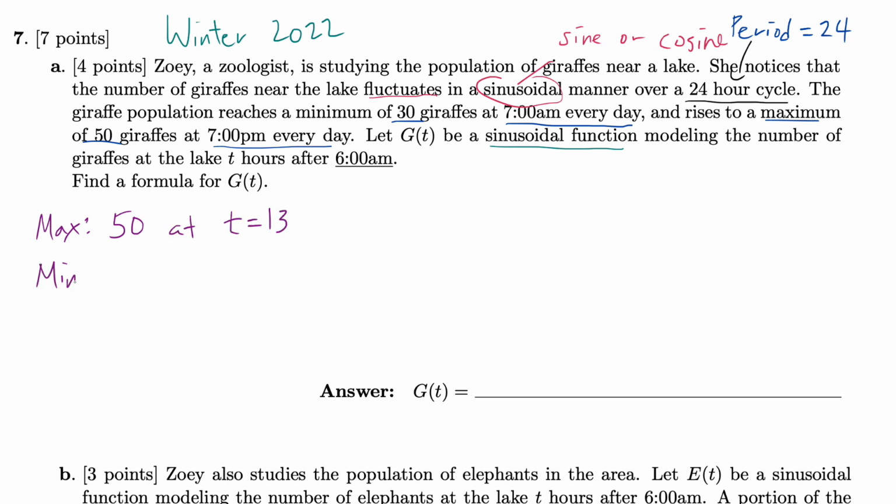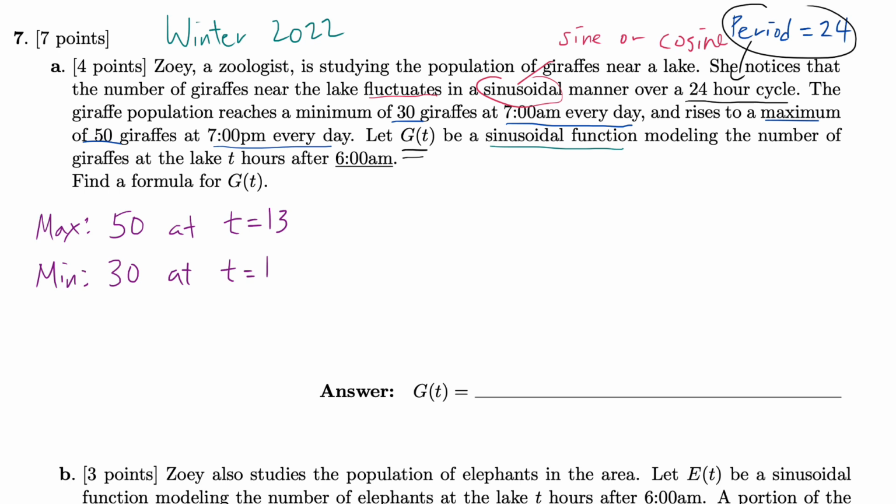And if you look at the minimum value, we know the minimum is 30. This is happening at 7 a.m. Well, 7 a.m. is 1 hour after 6 a.m. So the minimum is 30 at t equals 1. Okay, so that seems to be all the information we have along with this period. And we wish to find the equation of g of t. And they didn't specify whether it has to be sine or cosine, so we can use either one, I believe.